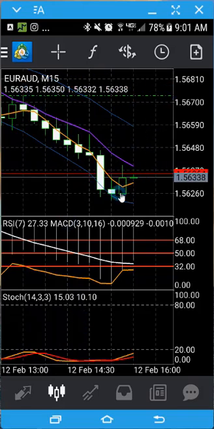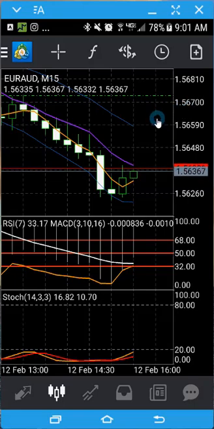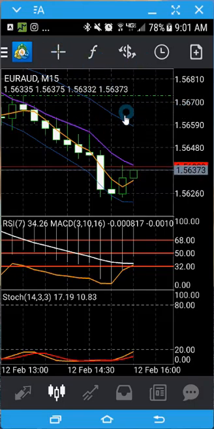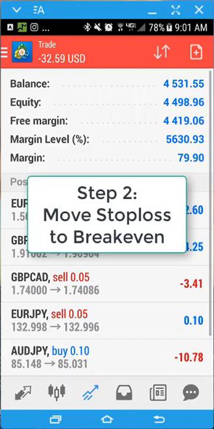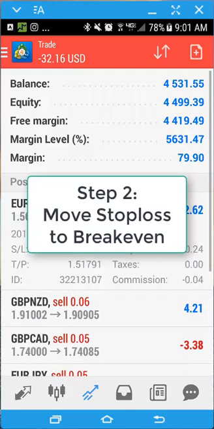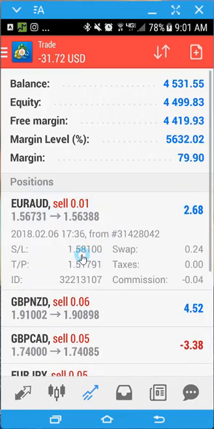This is my graph here. So what I'm going to do now, I took partial profits. Now what I'm going to do is I'm going to move my stop loss. So currently my stop loss is right here, 58100. What I'm going to do is I'm going to move my stop loss ahead of my entry point. Okay, ahead of my entry point.